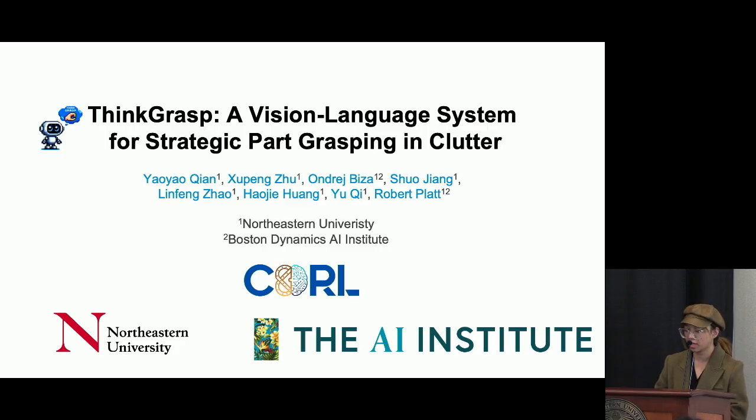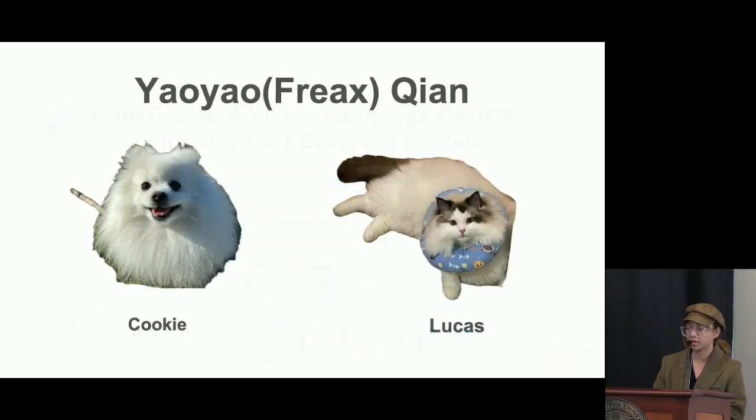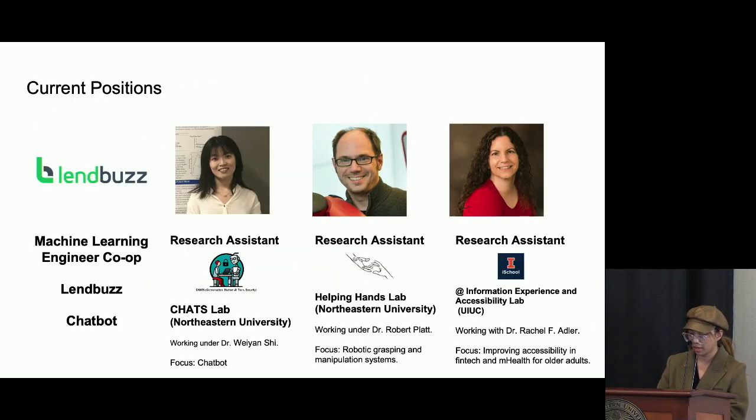At first, I would like to introduce myself. My name is Yao Yao Qian, and you can call me Freaks. And here's my dog and cat. Without them, I can't finish this paper, so I would like to thank them. For now, I'm at Lambas for the machine learning engineering corp, and also in three fantastic labs. One is more focused on the NLP part, and one is more focused on the robotic area. And I'm glad I have the opportunity to work with Rachel, who is at UIUC.